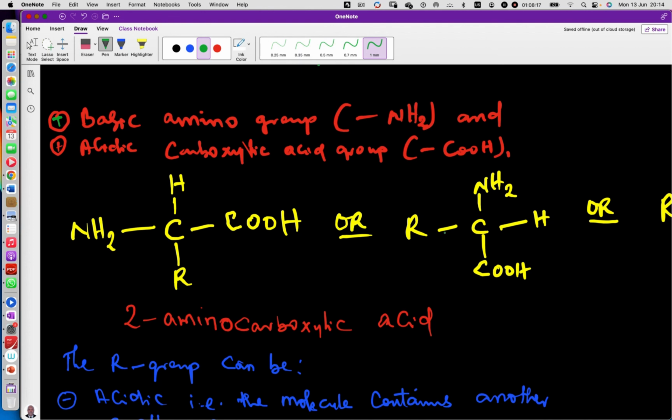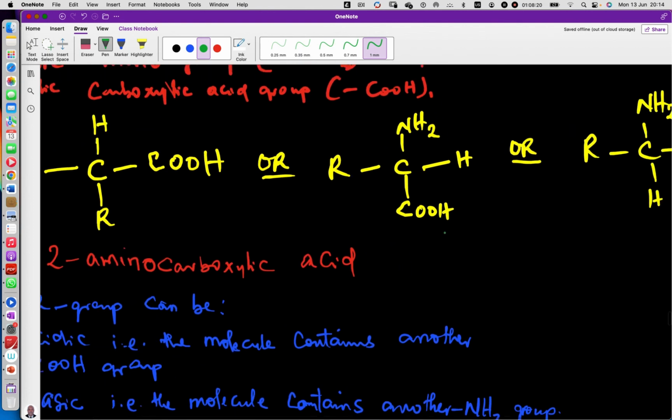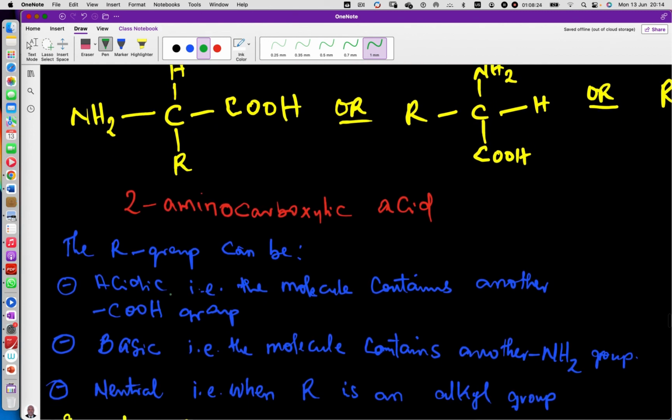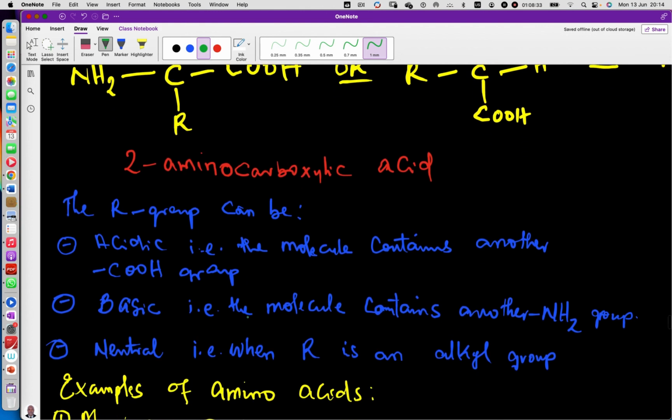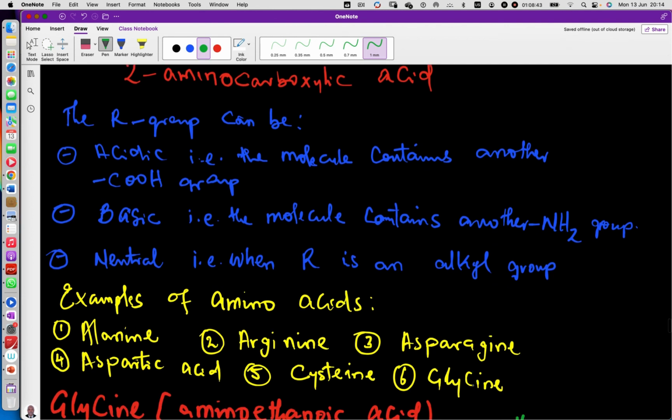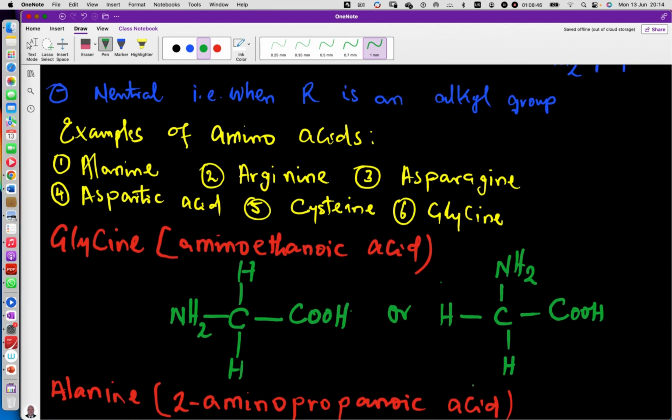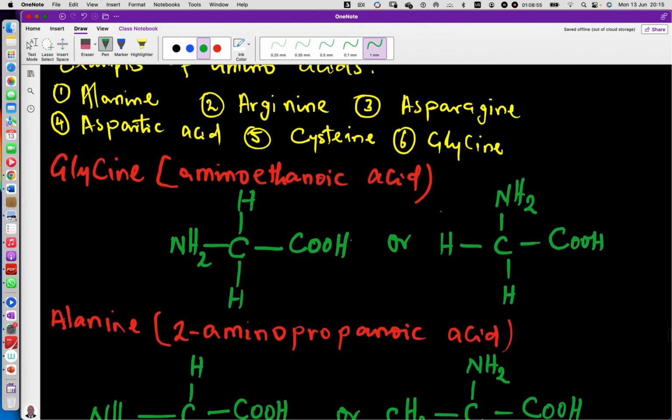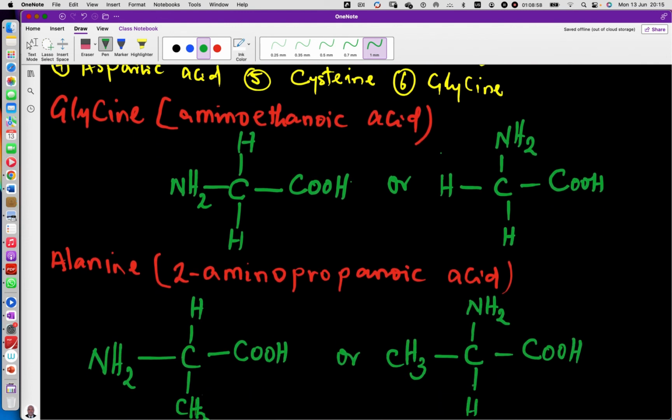And I said that based on this structure here, the R group can be acidic, in the sense that the molecule may contain another acidic group, the COO group. It could be basic, in the sense that the molecule may contain another amino group on it. And the molecule could be neutral, in the sense that R is an alkyl group. So I gave examples of amino acids: alanine, arginine, asparagine, aspartic acid, cysteine, glycine, and many others. I went further to give you a simple example with the structures of glycine and alanine.